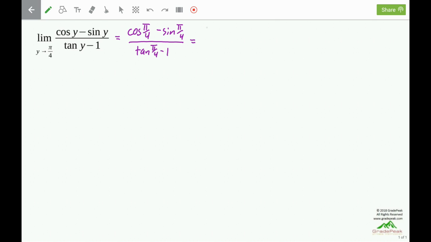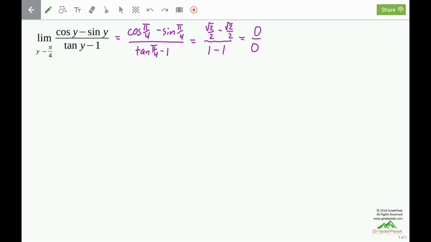The cosine of pi over 4 is root 2 over 2 minus the sine of pi over 4 is root 2 over 2, divided by the tangent of pi over 4, which is root 2 over 2 over root 2 over 2, which is a 1, minus 1. Root 2 over 2 minus root 2 over 2 is 0. 1 minus 1 is also a 0, and we have the 0 over 0 indeterminate form.